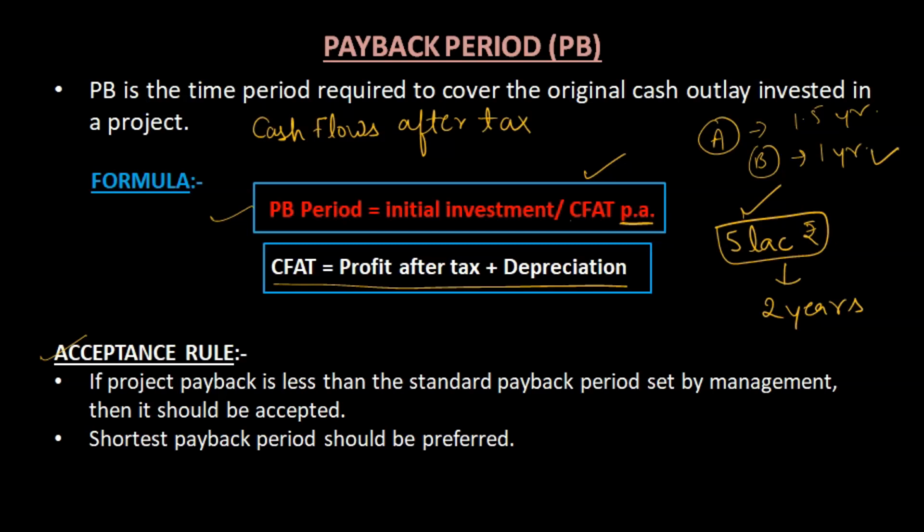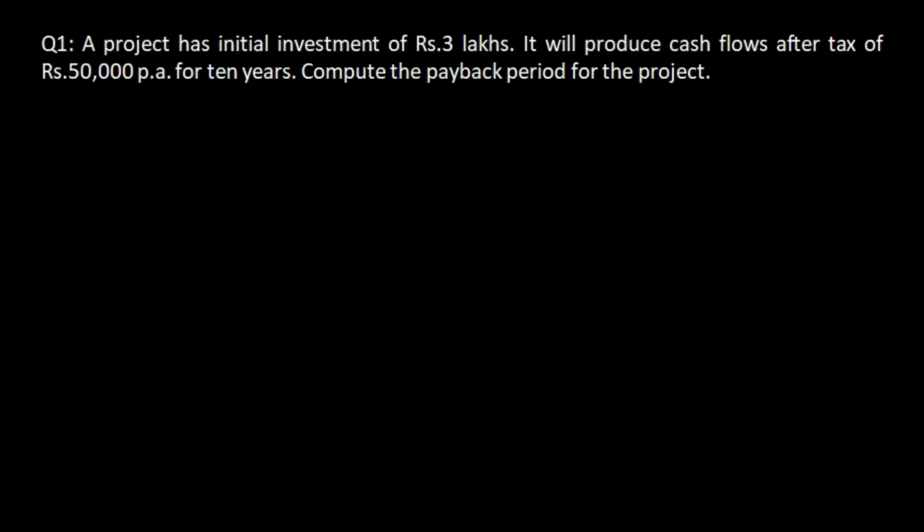Okay. So after this, in the next video, we'll see those questions also where CFAT is not given directly, where you have to calculate this CFAT also. So today we are going to see direct questions. So let's start with the question. I hope the formula is clear. Just remember this: initial investment divided by CFAT per annum. So we'll start with the first problem.